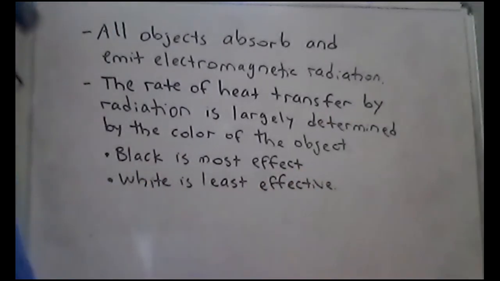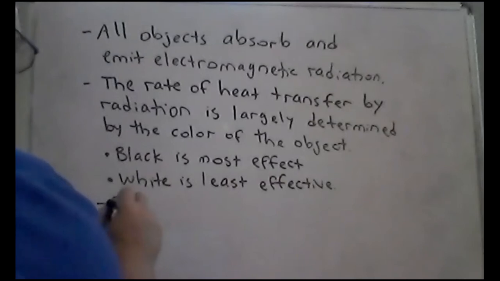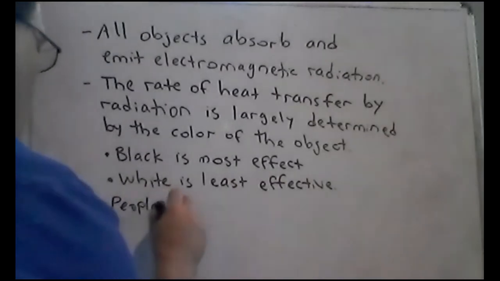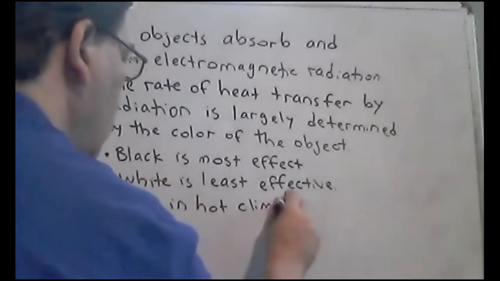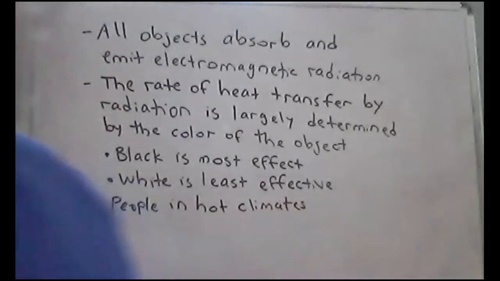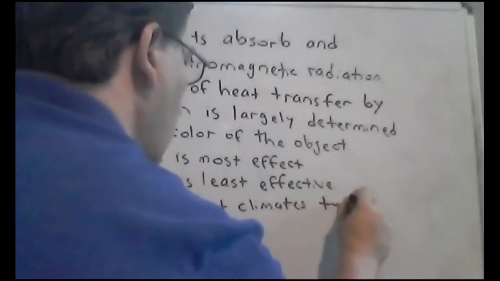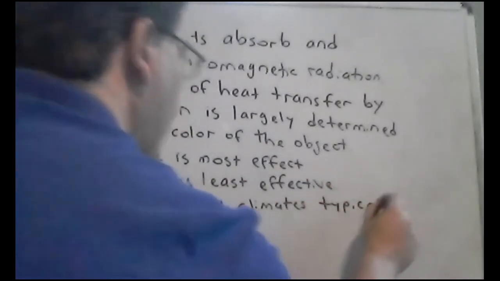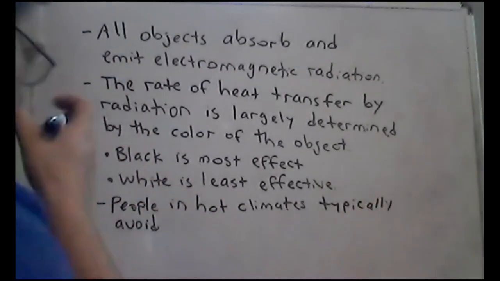People living in hot climates will typically avoid wearing black clothing. They typically will wear white clothing, like in desert climates.